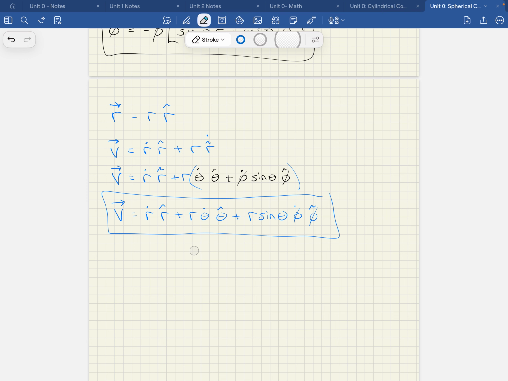Okay, what about in the phi direction? Again, it makes sense that if phi is increasing, there's going to be a velocity in the phi hat direction.